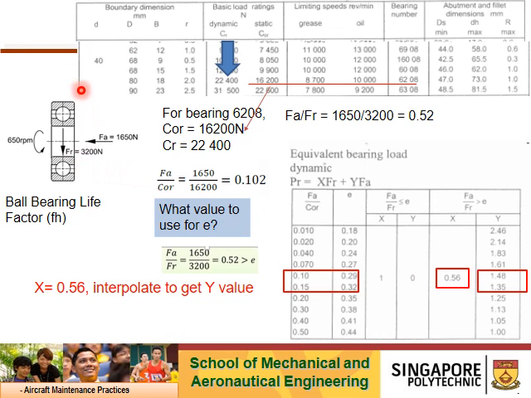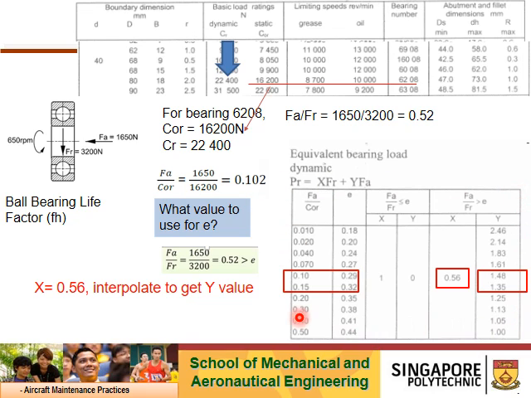All right, so over here, this is the same diagram. FA 1650, FR 3200, 650 RPM. So I mentioned, refer to the catalog. 6208 is the bearing given to be used. So my COR is 16,200. All right, 16,200. So I punch in this variable, FA over COR: 1650 divided by 16,200. It will give me a ratio of 0.102.